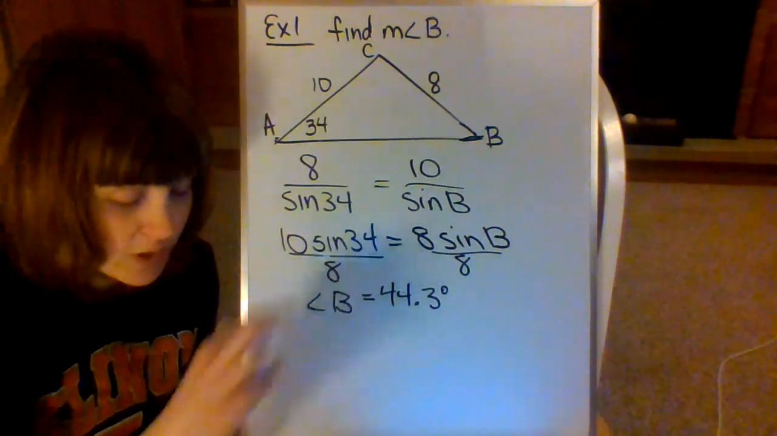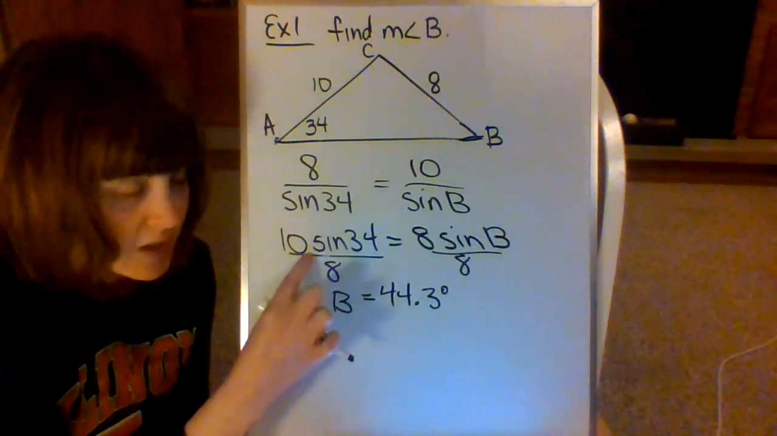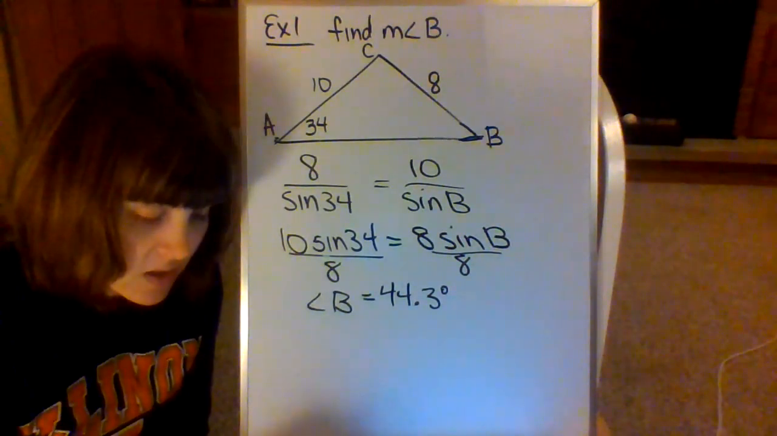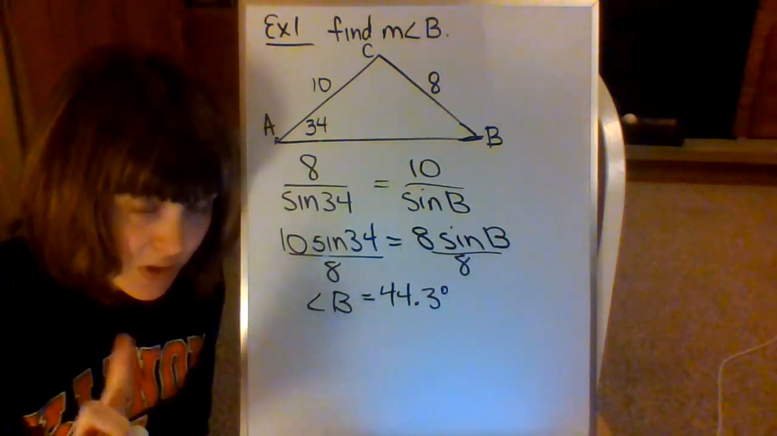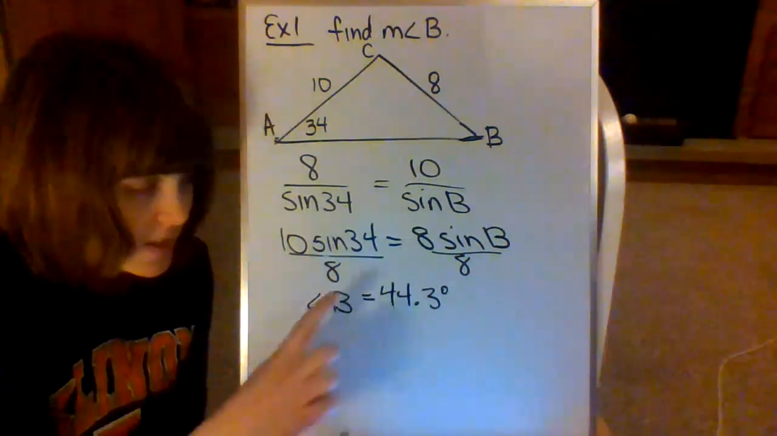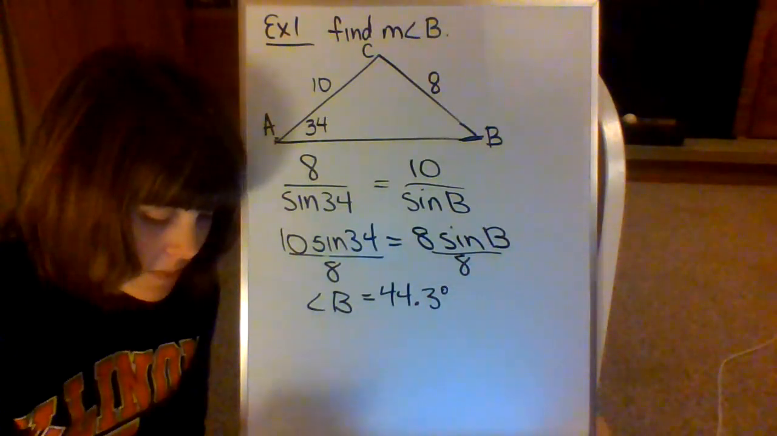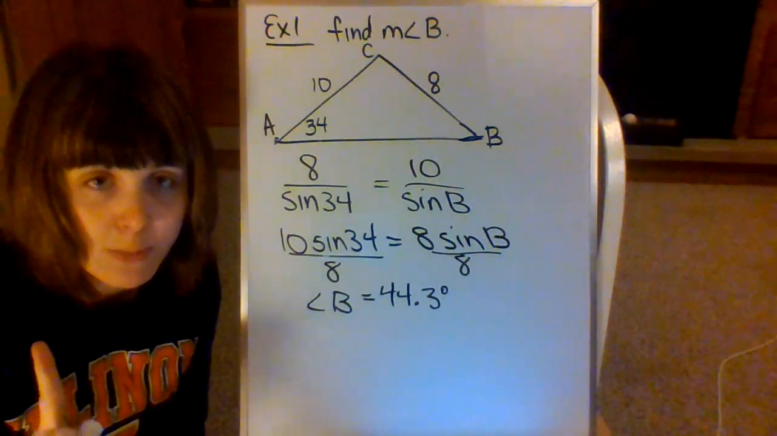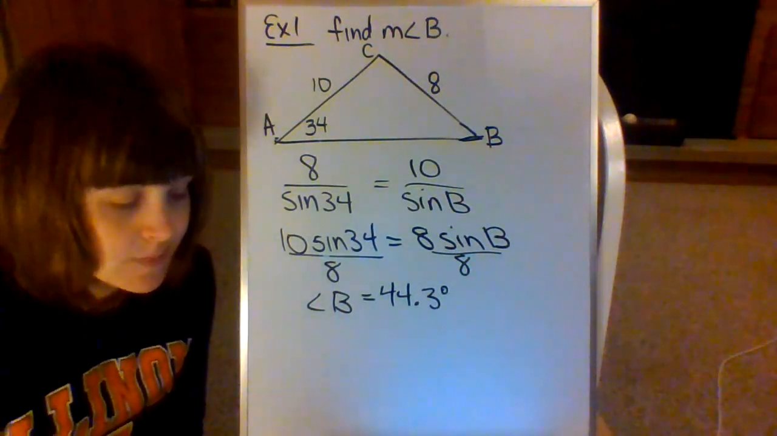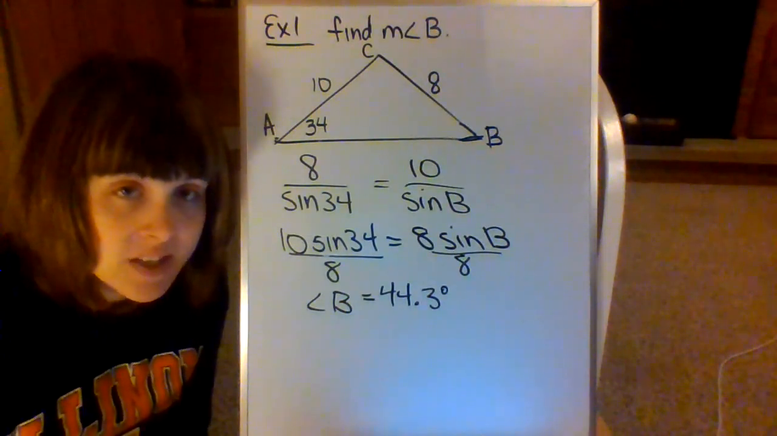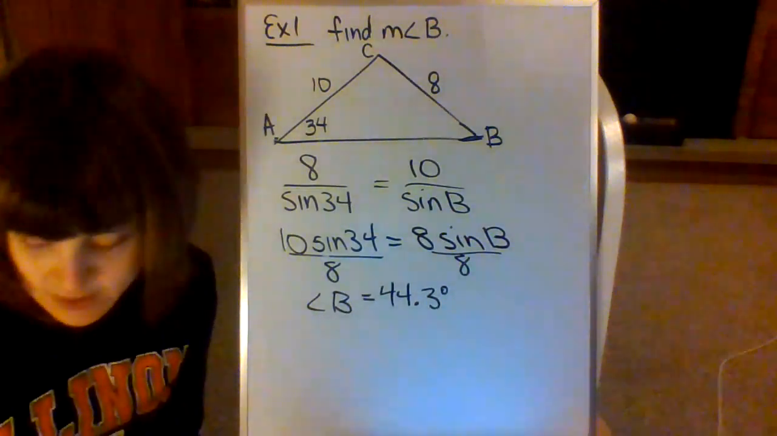I'm going to recap how we typed that in your calculator. Okay, so 34, sine, times 10, divided by 8, equals, and then second sine. So that is 44.3 degrees. Hopefully that made sense. We're going to try 2 more problems like that.